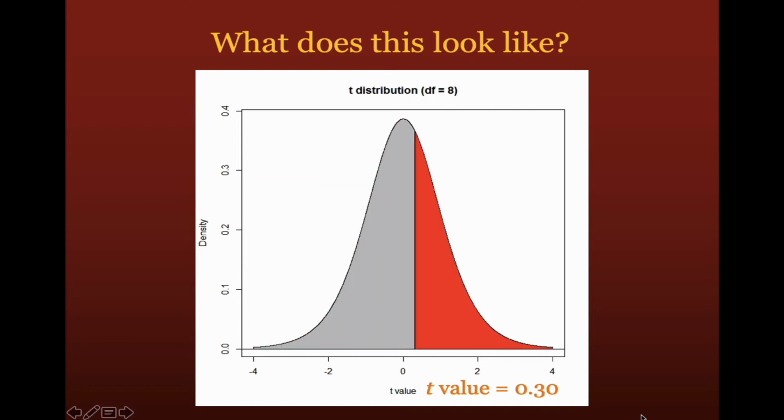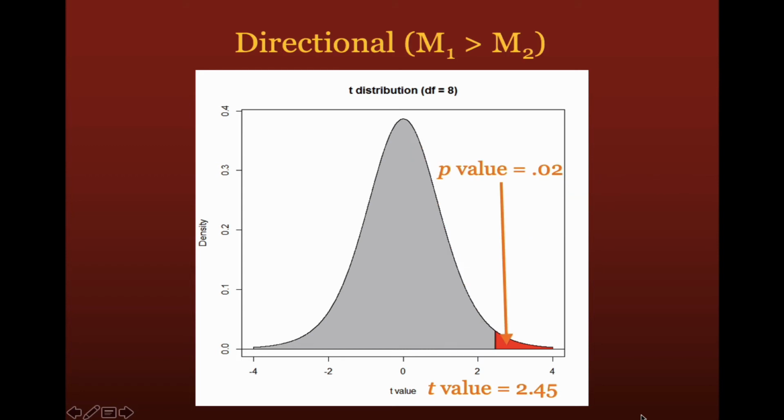Now, if we get a t-value of 0.3, we're a little less likely to get that to occur if the null is true, but our p-value is still at 0.39, so it's still very likely to occur if the null is true. Now, if we get a t-value of 2.45, again, it depends on the degrees of freedom, so we have 8 here, then we have a p-value of 0.02. Again, 0.02 is less than 0.05, therefore we would reject the null hypothesis, given this particular t-value.